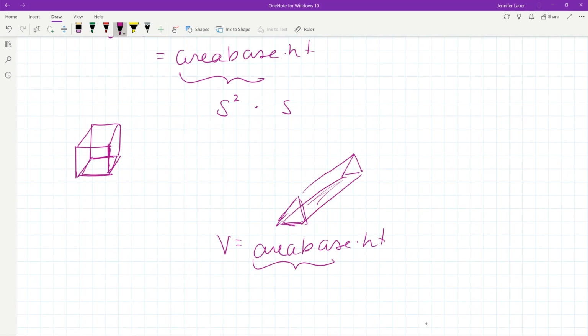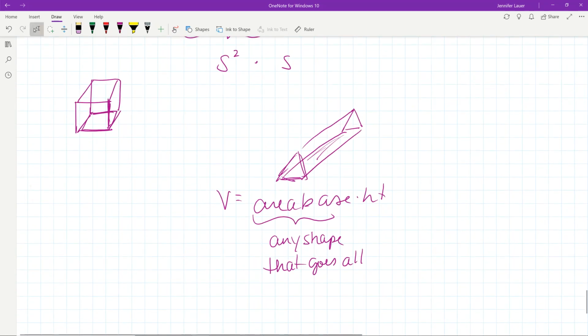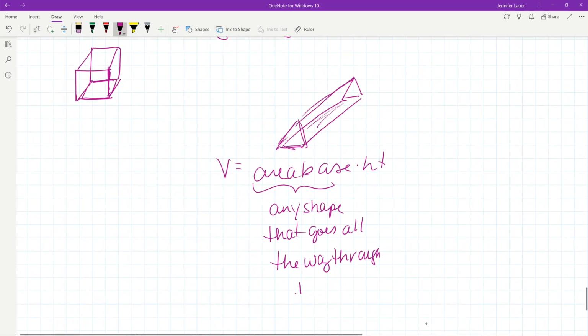The base is any shape that goes all the way through. What does that mean? If I asked you, does the rectangle carry all the way through this prism, or does the triangle? I would hope you would see it's the triangle that carries all the way through. So the base here would be 1/2 base times height, and let's say this is 12. The height would be 12.